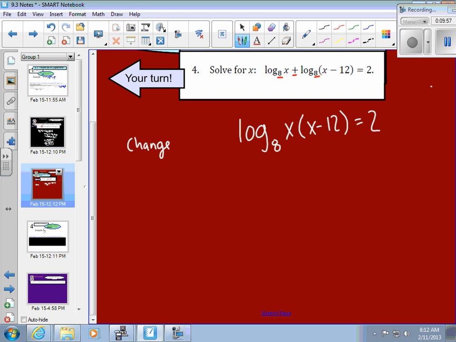Now our next step, change this into exponential form, and then we can keep solving. I want you to try that one for tomorrow. Start by changing to exponent form, and then see if you can solve this one out. So it's kind of similar to the last one. Next step, change to exponent form, then see if we can keep solving.